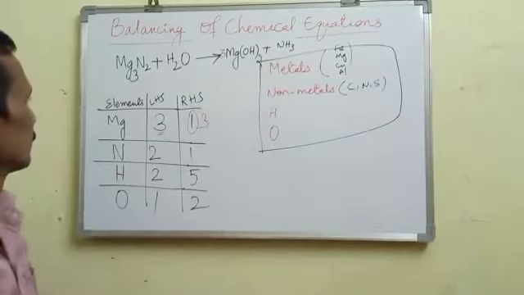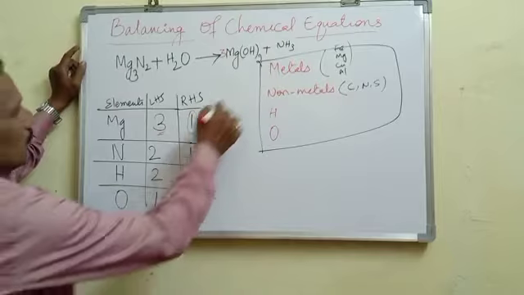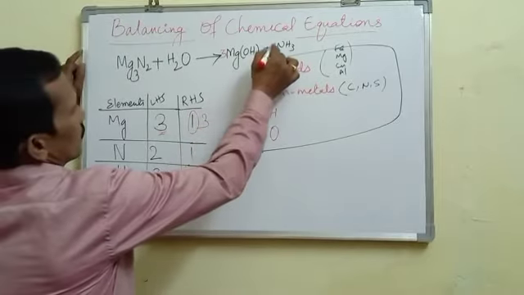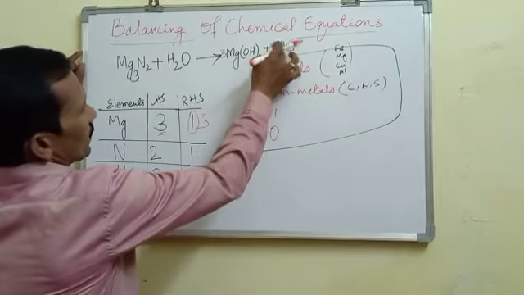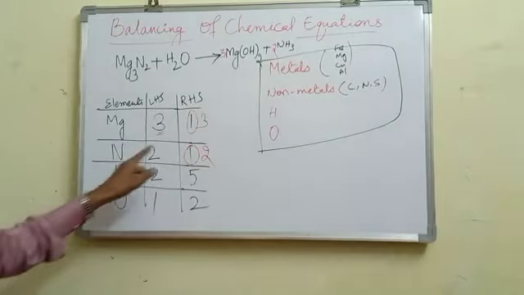Next, non-metals. Nitrogen is there. How many nitrogens are at present on the left side? 2 nitrogens. Here only 1 nitrogen. To make it 2, we will multiply with 2. 2 into 1, here 2. So nitrogens are balanced.